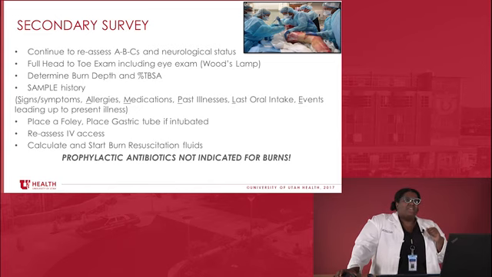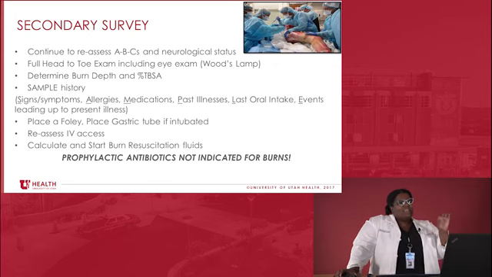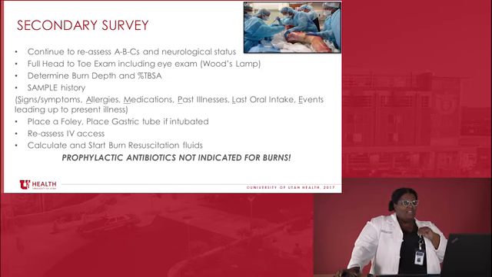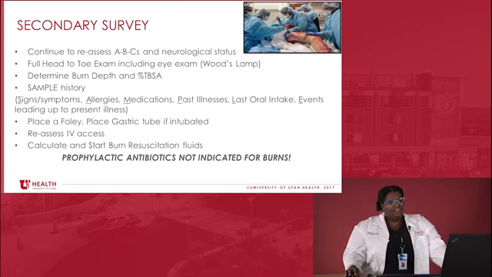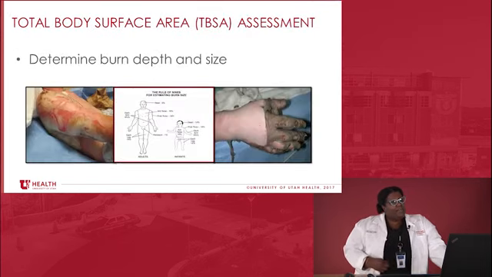Sometimes our patients don't have friends or family, and so it's really hard. So if you could just get a little bit of data for us from that SAMPLE history, that will go a long way in the care of the patient. And then place a Foley, and a gastric tube if they're intubated. Of course, always reassessing if your IV access is working or stable or hasn't been dislodged is important. And now let's calculate and start a burn resuscitation for the fluids. And then we'll talk a little bit more about the prophylactic antibiotics that everyone likes to give for burn patients.